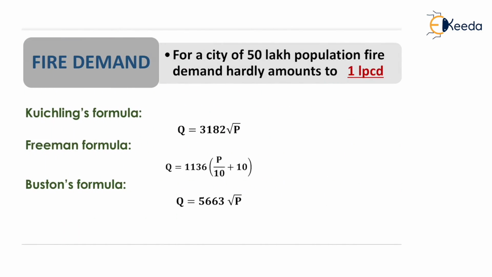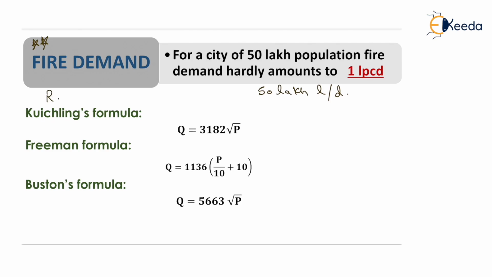Now the next demand, that is the most important demand, which is known as fire demand. For a city of 50 lakh population, fire demand hardly amounts to 1 liter per capita per day. It means that in a particular city of 50 lakh population, we need 50 lakh liter of water per day for fire extinguishing purpose. This will be the approximate amount of water required for extinguishing fire.